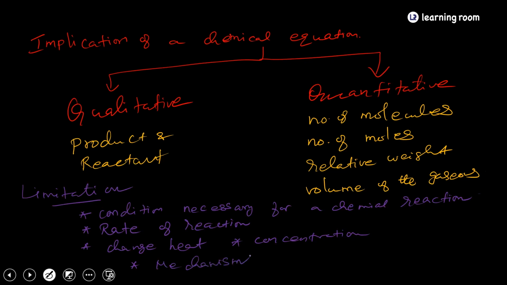Some reactions take place in more than one step, 2 steps, 3 steps, 4 steps, 5 steps it may be. But the equation won't tell how many steps take place. If I write a chemical reaction, this is the reactant, this is the product, but in between there are these things, and it won't explain them. That is why these are the limitations of the chemical equation.